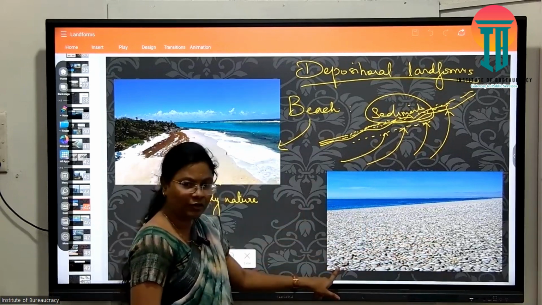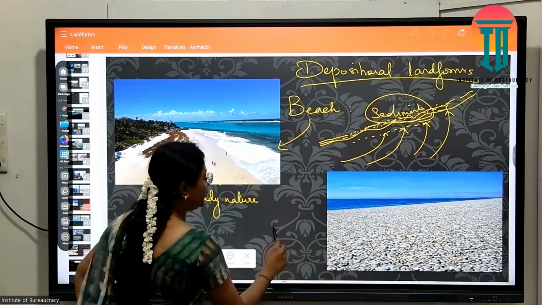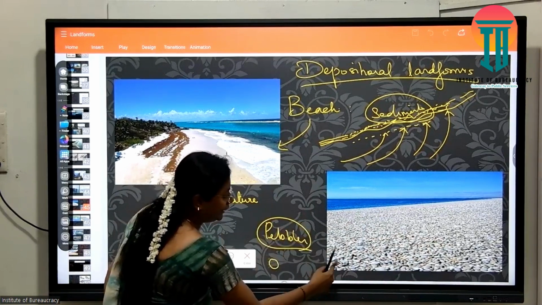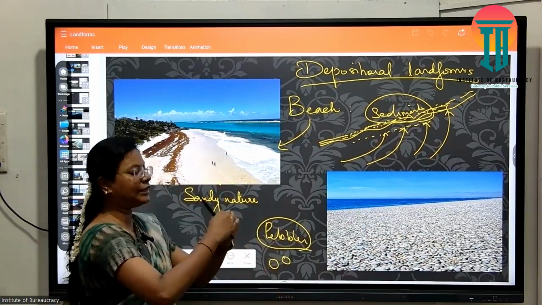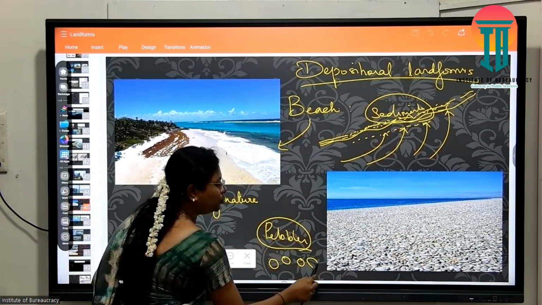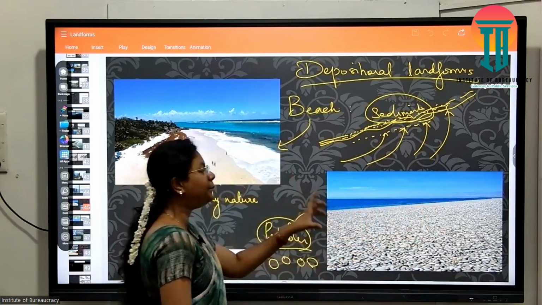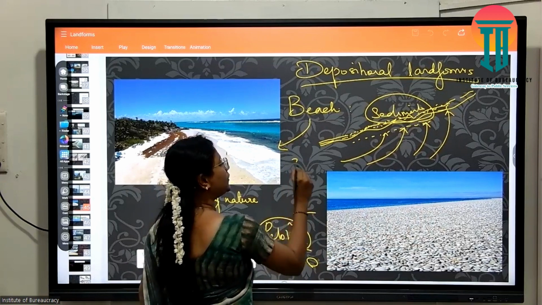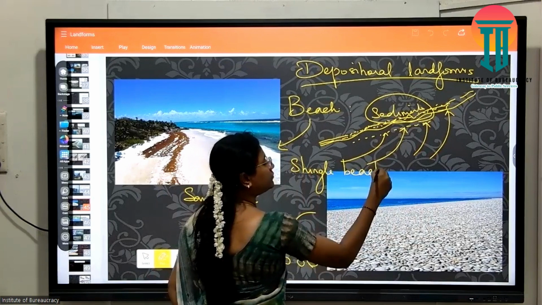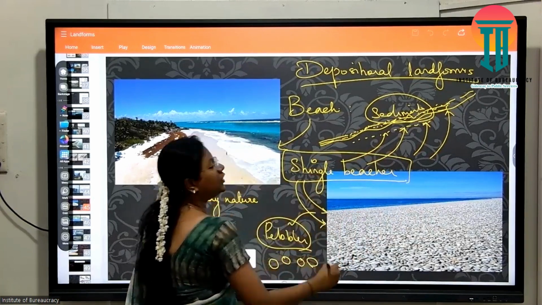And what about this? These are not sand. These are rocks, rounded pebbles. Very finely abraded. With abrasion the surface becomes smoothened. Rounded, smooth surface rocks are pebbles. A beach arranged with pebbles is known as a shingle beach. So this diagram is an example of a shingle beach.